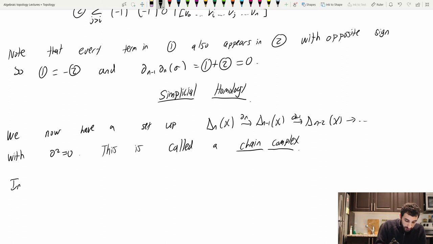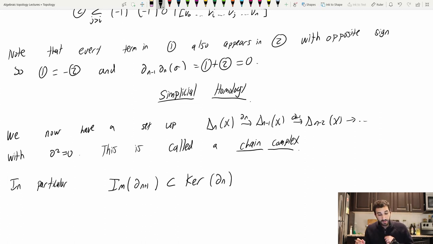Now, in particular, the image of the map boundary n plus 1 is contained inside the kernel of the map boundary n, right? So let me extend this picture up here to the right once: boundary n, delta n plus 1 of x, it's boundary n plus 1. If I do the map twice, I get 0. Therefore, whatever the image is of the first map is inside of the kernel. It is mapped to 0 by the second map.